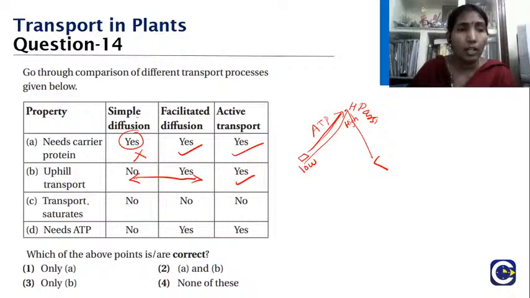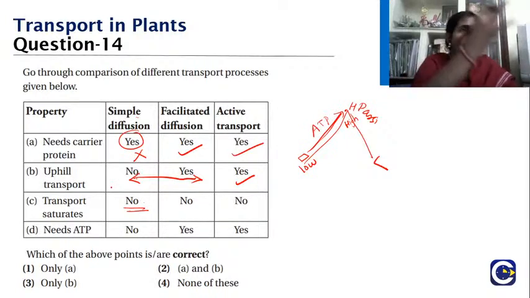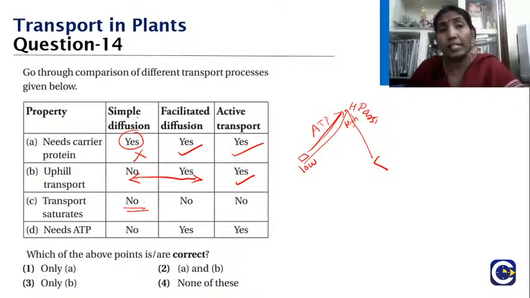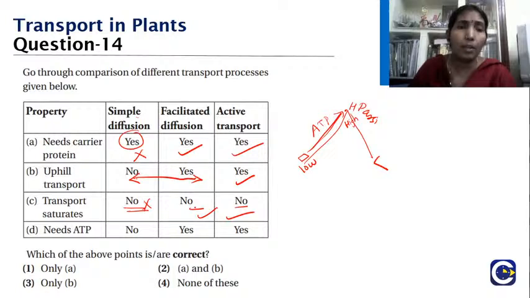What about transport saturation? I said here there is no saturation. As long as you have the concentration of substance, the rate of diffusion is linear. We say the concentration of the substance is directly proportional to the rate of diffusion in simple diffusion. But in facilitated and active transport, yes, you have a point at which they will get saturated because they have the carrier protein.